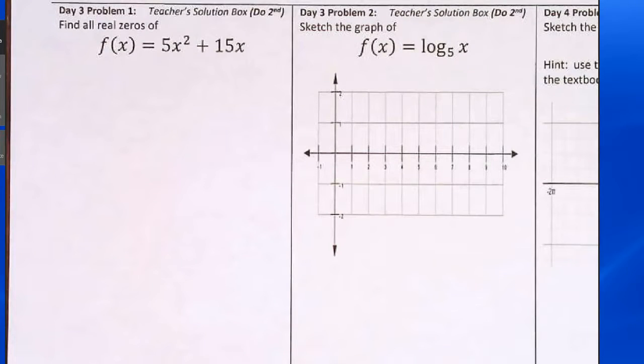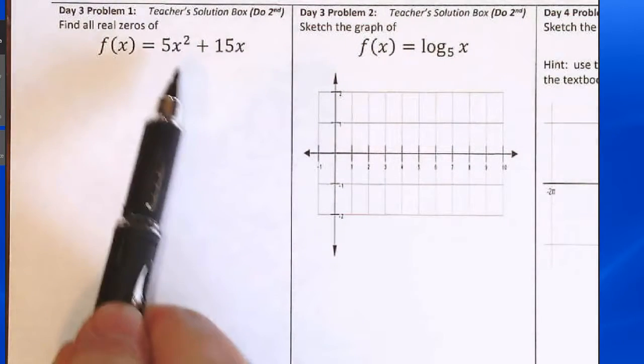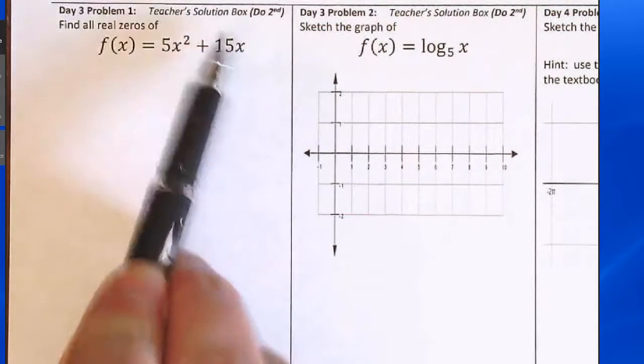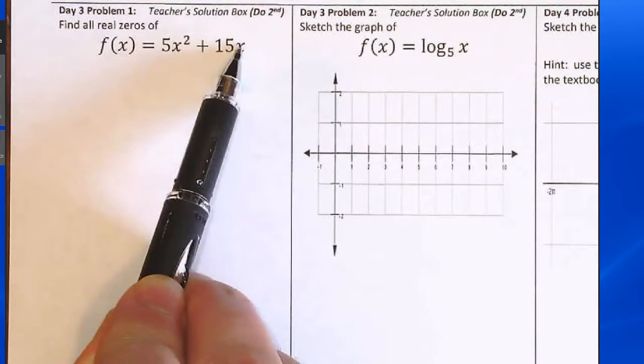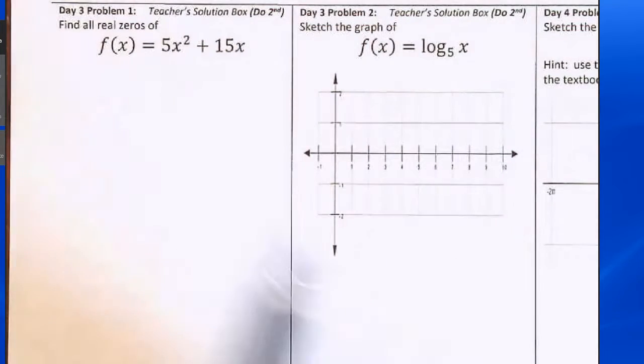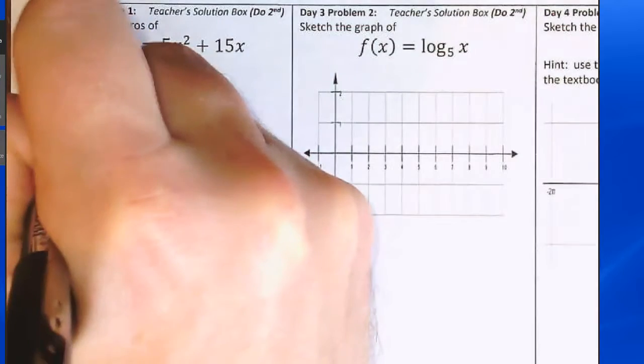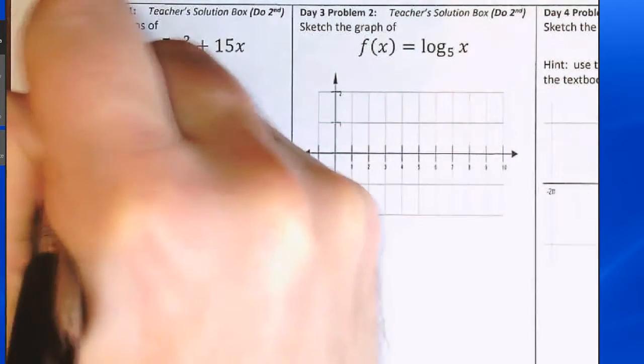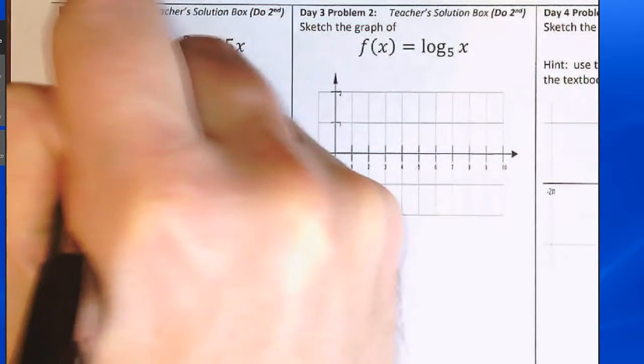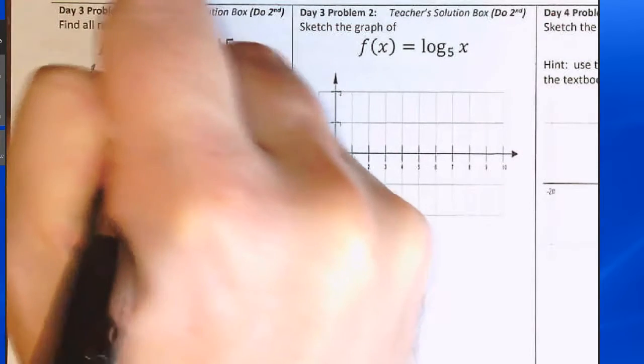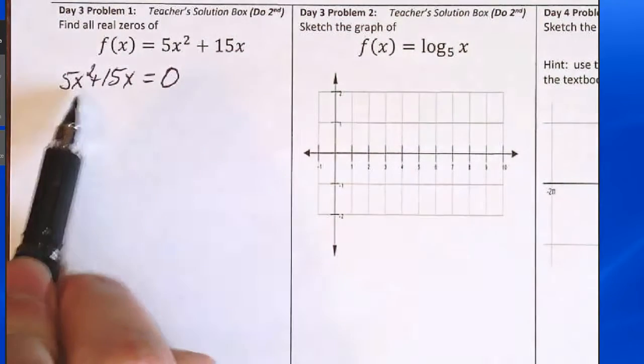Here's a solution for day 3, problem 1. Find all real zeros of this function. Zeros are the values of x that make the function turn out to equal 0. So we could rewrite this as 5x squared plus 15x equals 0. And solve this for x.